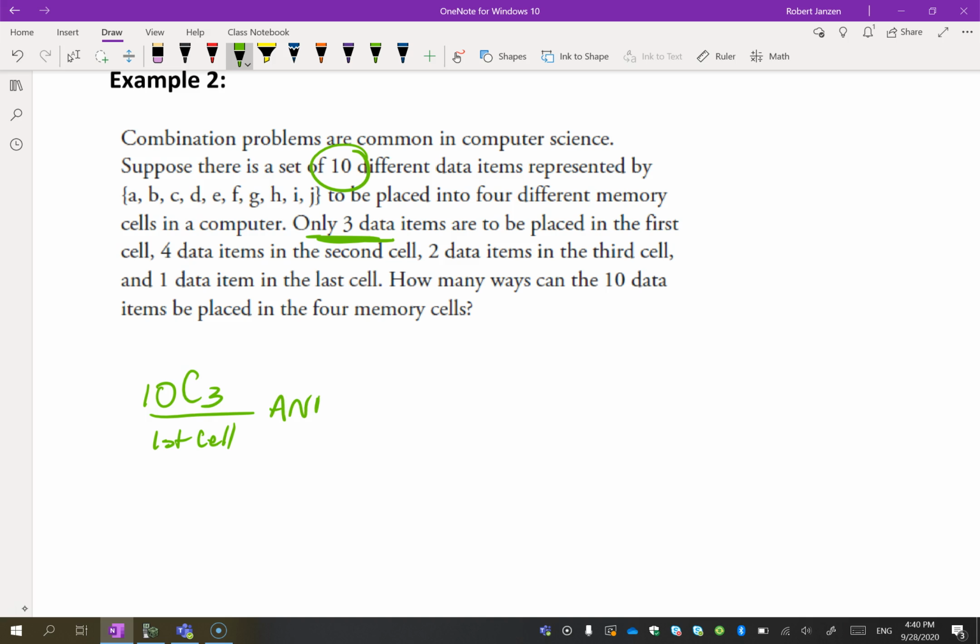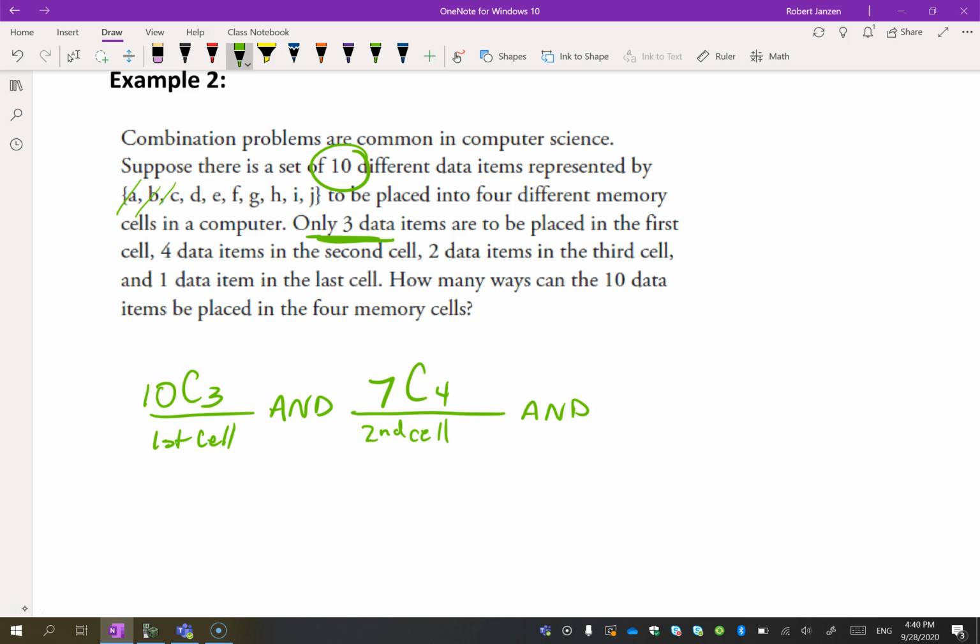And what about the next cell? Okay, so the second cell, what am I supposed to put in there? Okay, 4 items go in the second cell. Is it 10 choose 4? Well, it's not, right? Because I've already used 3 of the 10. For example, let's say you took A, B, and C and said I'm putting them in the first cell. This gives me only 7 data items, and I have to choose 4 of them.